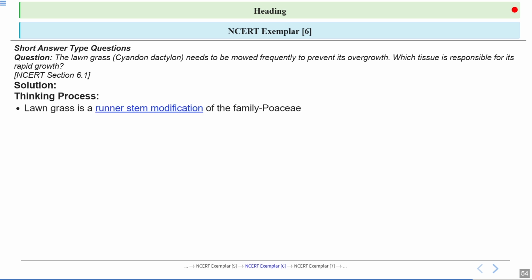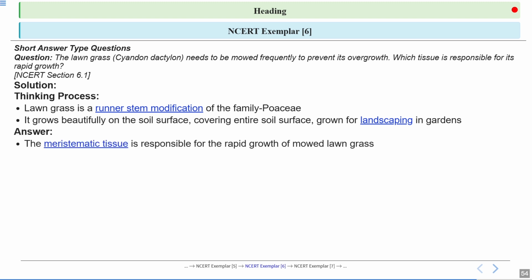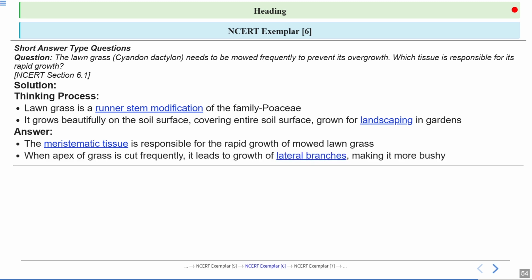Thinking process. Lawn grass is a runner stem modification of the family Poaceae, and it grows beautifully on the soil surface, covering the entire soil surface, grown for landscaping in the garden, right? So generally our lawn has Cynodon dactylon as a grass, right? Now let us see the answer part. The meristematic tissue is responsible for the rapid growth of the mowed lawn grass. They divide repeatedly, right? So when the apex of the grass is cut frequently, it leads to growth from the lateral branches, making it more bushy, right?